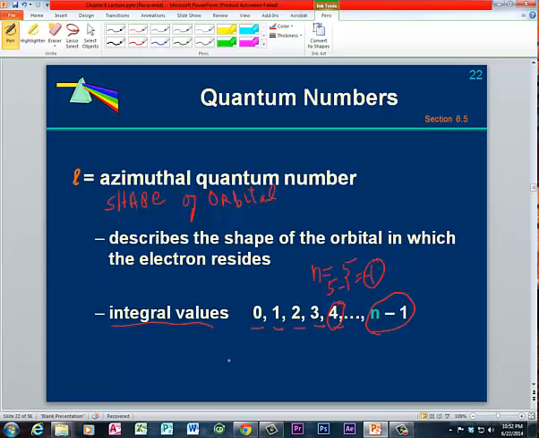Can you guess? If the n value were equal to 2, what would be the maximum l value that was permitted? Well, we could have 0, we could have 1, but that's the maximum value that we could have, because the l value can only go up to a maximum value of n minus 1, and 2 minus 1 is equal to 1, and so 1 would be the maximum l value.